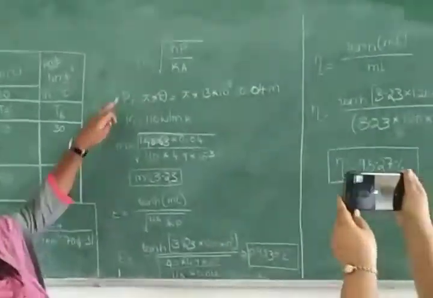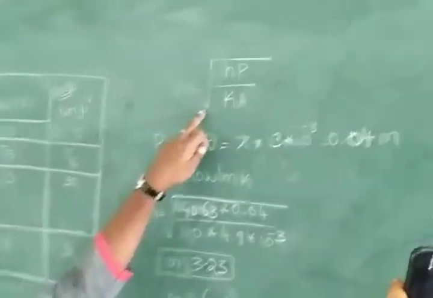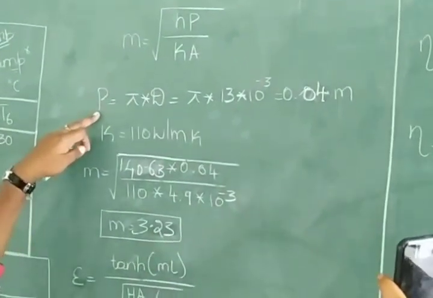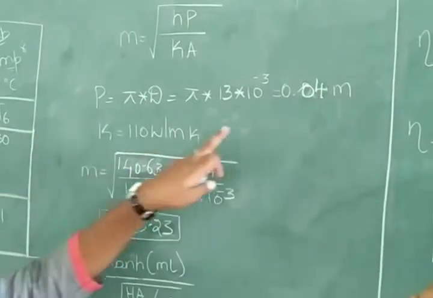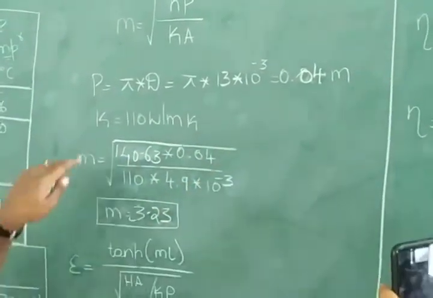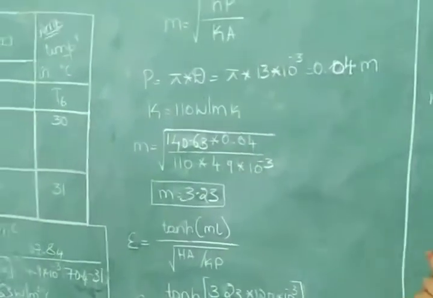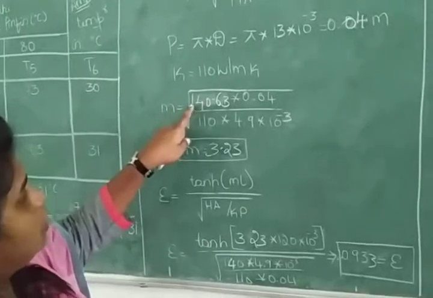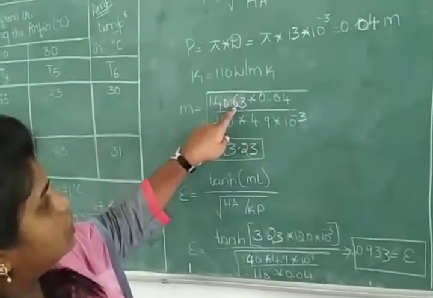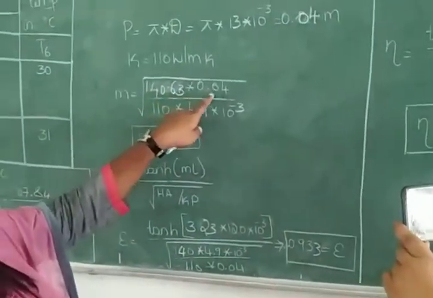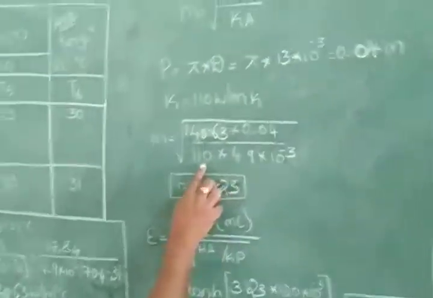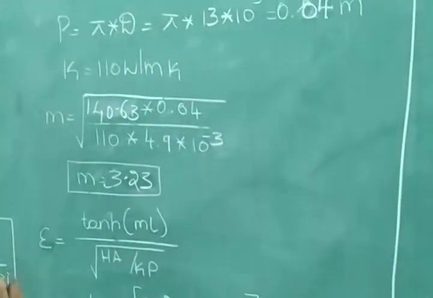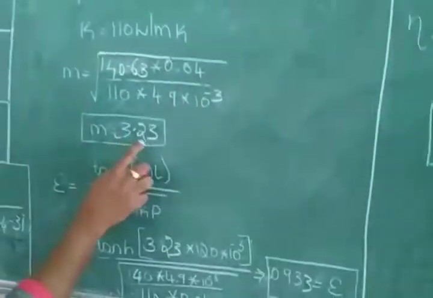Again we need to find the value of M. M is equal to the square root of HP divided by KA. The perimeter value also remains the same because the diameter is constant. It is pi into 10 power minus 3, so the value of perimeter we are getting is 0.04. The thermal conductivity value also remains the same, it is 110. Now the value of H will be different, it is 140.63 for forced convection. So with perimeter 0.04, thermal conductivity 110, and A equal to 4.9 into 10 power minus 3, the M value we are getting is 3.23.